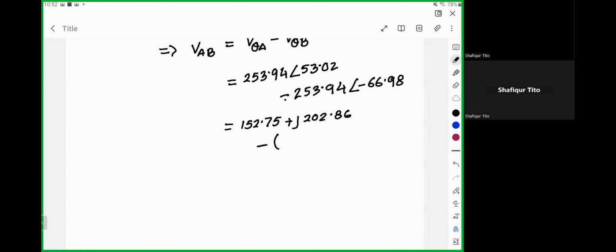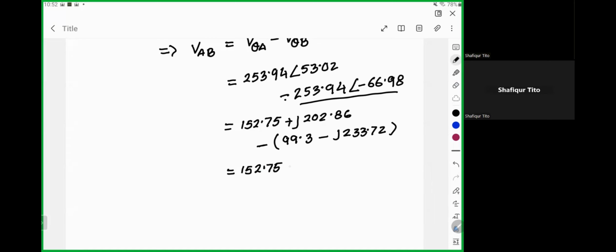This is the resultant of these two, or what? So this is not the complete result. This is the partial result. Is this the complete result or no? So what is this value? 99.3 minus j 233.72.